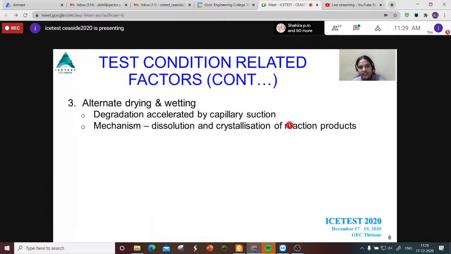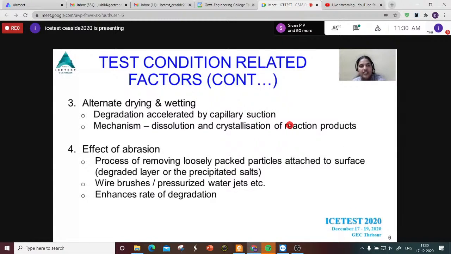Third factor is alternate drying and wetting. It is used to assess the physical effects on concrete, and the degradation is accelerated by capillary suction. The mechanism involves dissolution and crystallization of reaction products. Then there is effective abrasion, the process of removing loosely packed particles attached to the surface of the specimen. It can be either the degraded layer or the precipitated salt, thereby exposing a new surface for chemical attack. It can be done using wire brushes or pressurized water jets. Both these enhance the rate of degradation.